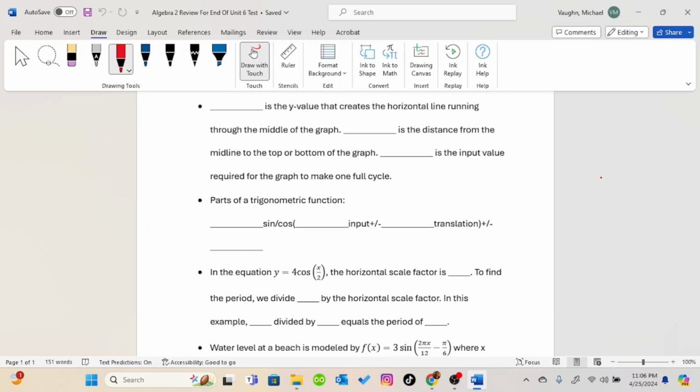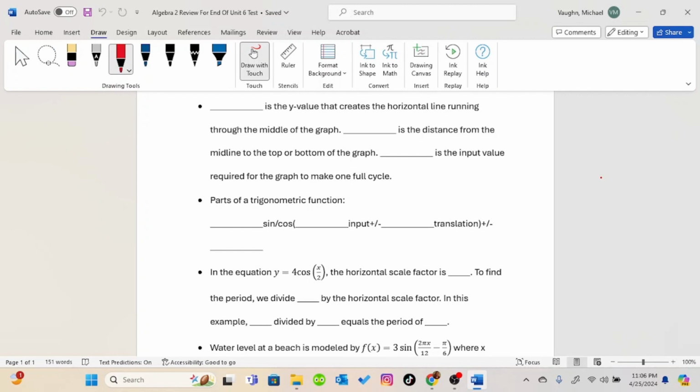This will be your study guide for the end of Unit 6 test, which will be Monday on the Kidum website. If you understand the concepts that I've put on this study guide, you should do fine on the test.